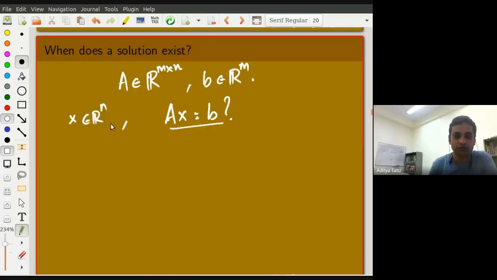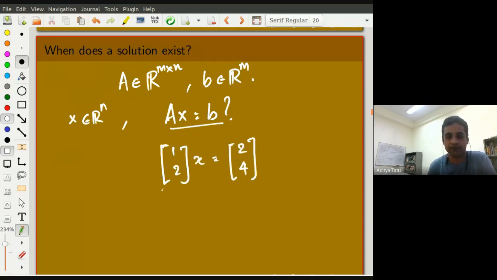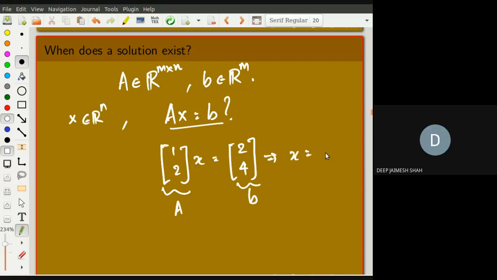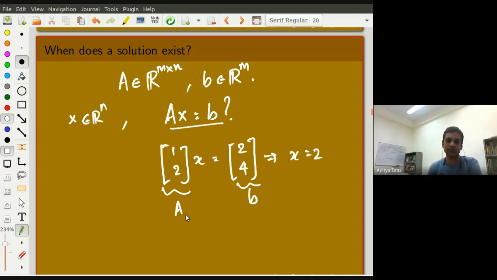You might say that I'm cheating. This is my A, this is my B. What is X? 2, 2. And you can see that A is not invertible, right?